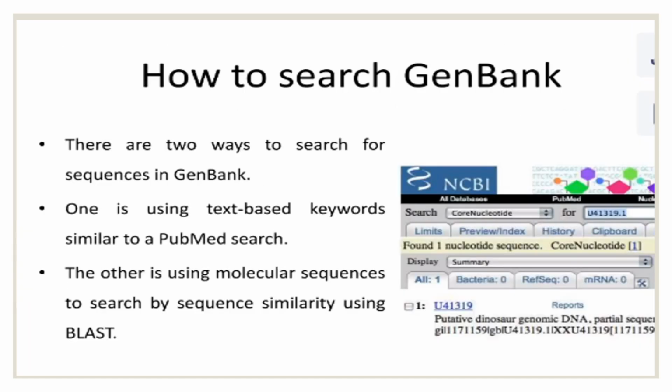How to search GenBank? GenBank is a tool integrated with NCBI, and NCBI is the National Center for Biotechnology Information. There are different types of databases like nucleotide databases, protein databases, gene sequences, SNPs, and PubMed. There are two ways to search for a sequence in GenBank. One is using text-based keywords, similar to a PubMed search. If we want to search for a particular gene sequence, we can put the name of the gene as text in the search bar and click on search. Then we will get our result.